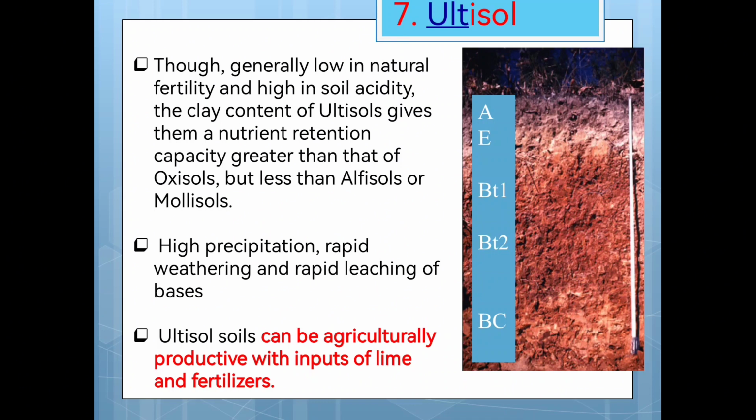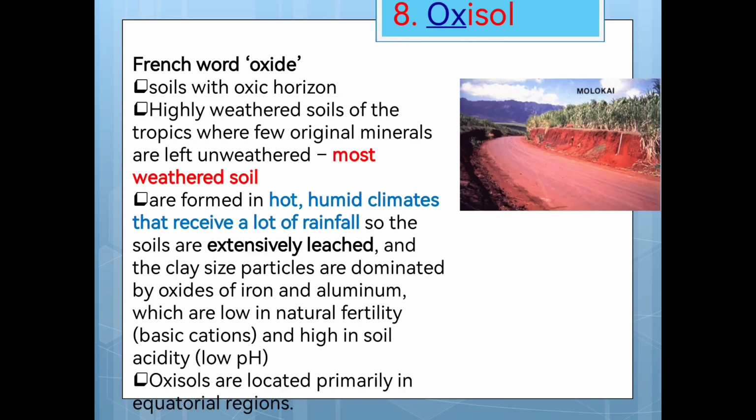Because weathered na nga yung lupa, so there will be a lot of clay. Because of high clay content, it can retain now a lot of nutrients. It gives them the nutrient retention capacity higher than that of oxisols. Yun nga lang, medyo mababa siya kumpara sa alfisols or mollisols. These soils are commonly found in areas with high precipitation, yung maulan, rapid weathering, and rapid leaching of bases. And they can be agriculturally productive with inputs of lime and fertilizers. That is ultisol.